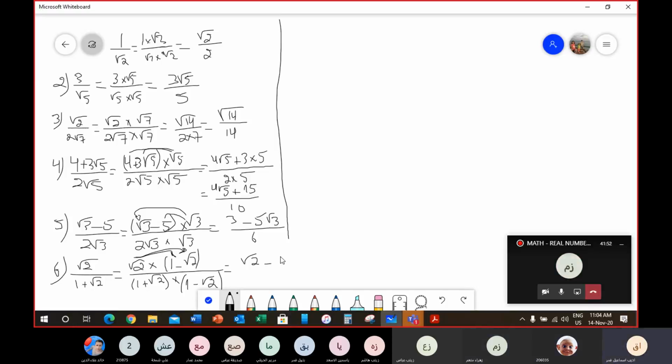Radical 4, 2 power 2. And radical 2 power 2 is? Radical 2. Radical A times radical A gives us A, of course with A greater than or equal to 0. Okay? Radical 2 times radical 2 is 2. 2.